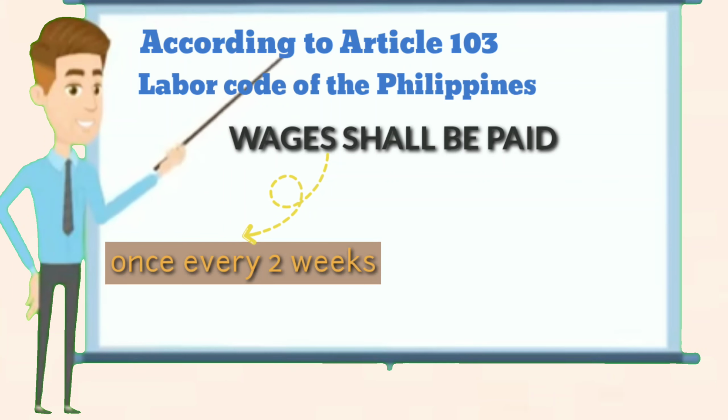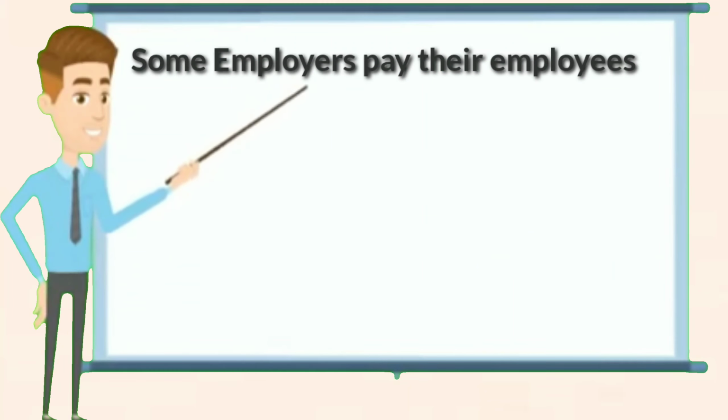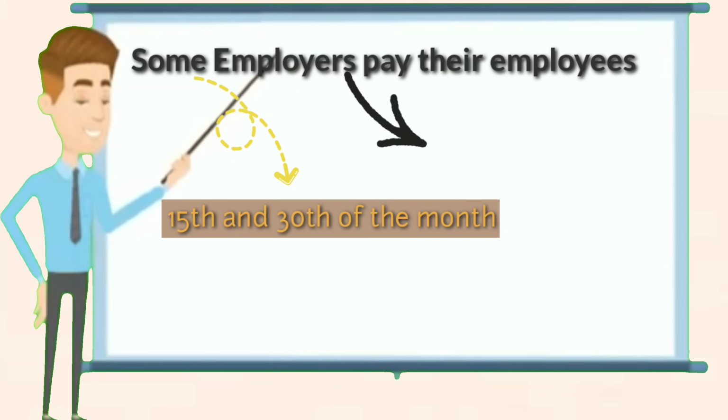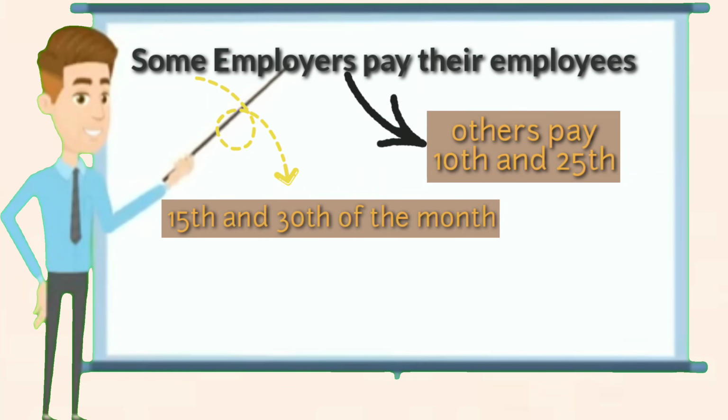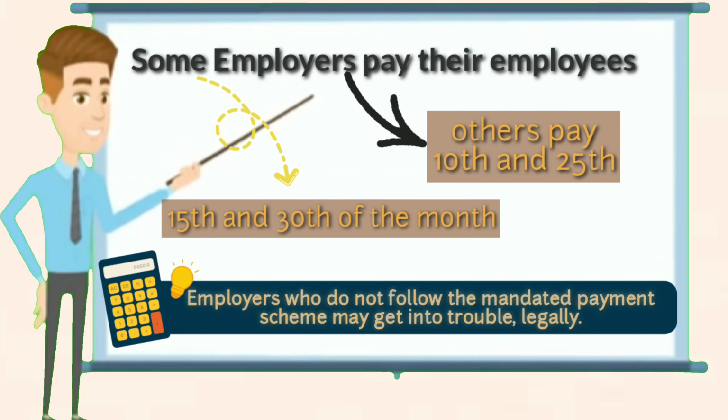2 weeks or twice a month at intervals not exceeding 16 days. Some employers pay their employees on the 15th and 30th of the month, while others pay their employees on the 10th and 25th of the month. Employers who do not follow the mandated payment scheme may get into trouble legally.